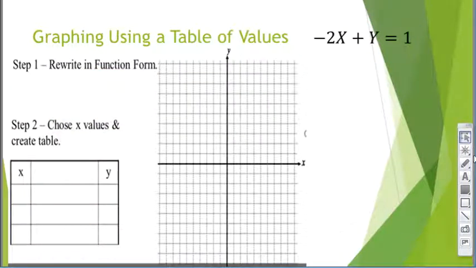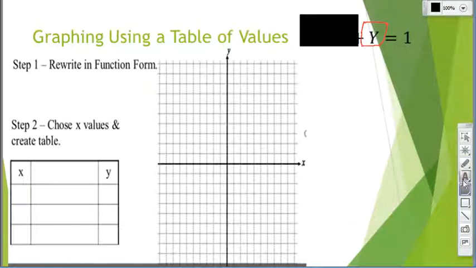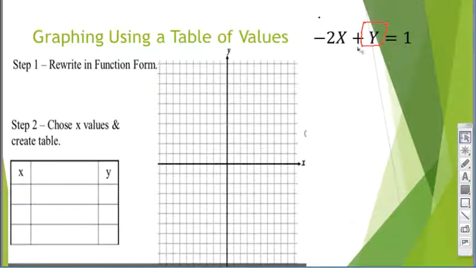that means I need to isolate that variable. I need to get this y all by itself. And in order to do that, we're going to have to get rid of this term right here, this 2x term. So the way that we get rid of the 2x on the left side is to add 2x.